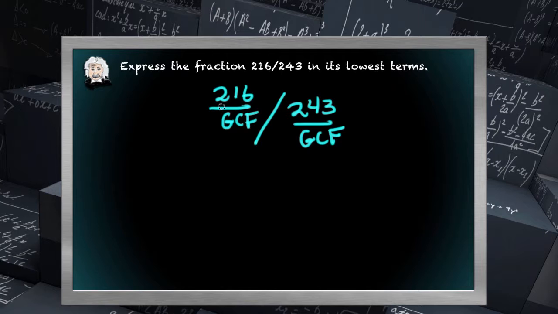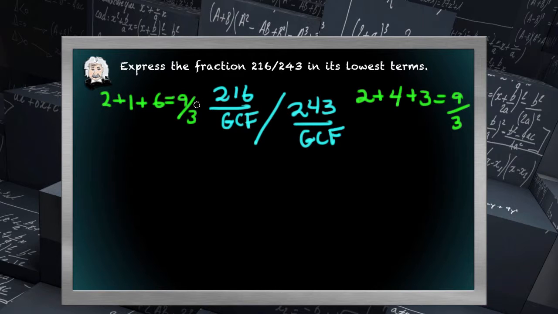Each figure shown is divisible by 3, and we can see that from the figures 2 plus 1 plus 6 in 216 equal 9, which is divisible by 3. And the figures in 243 are 2 plus 4 plus 3, which also equals 9, and that is, of course, divisible by 3. In fact, they're both divisible by 9, but it's almost easier to do it step by step.